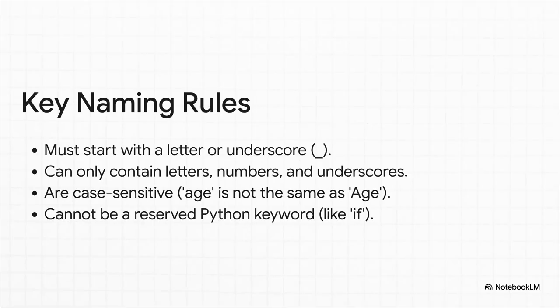So to wrap it all up, always start with a letter or an underscore. For the rest of the name, just stick to letters, numbers, and underscores. And this one's super important. Python is case sensitive. So age with a lowercase a is a totally different variable from age with a capital A. And finally, you can't use words that Python has already reserved for itself, like if or for.